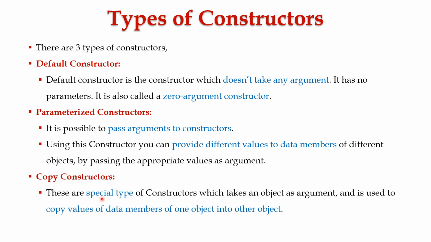The next type is copy constructor. It is also called a special type of constructor. It takes an object as argument and it is used to copy values of data members of one object to another object.